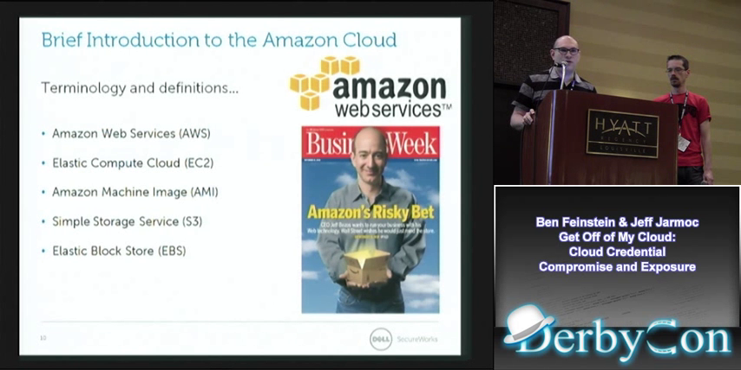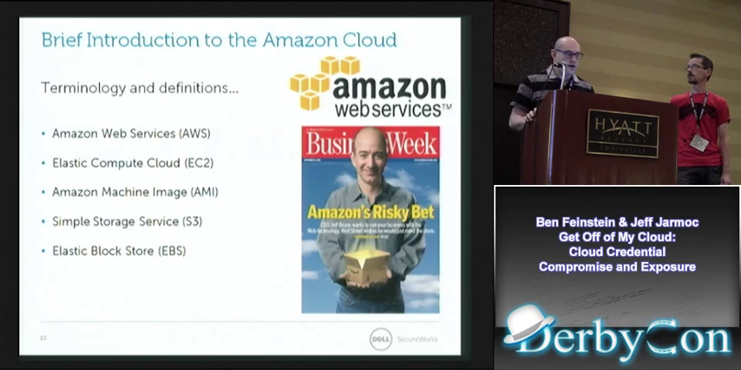AMI, I've also heard the Amazon guys pronounce it AMI, is their virtual appliance container format. It's just a file format that defines a virtual machine that you can launch instances of within their EC2 cloud. The Simple Storage Service is object storage within Amazon's cloud. They call the storage units buckets, and you can read and write data objects into those buckets.